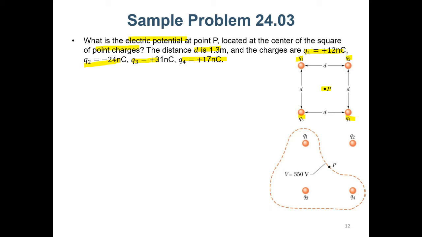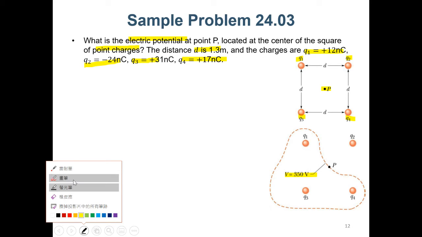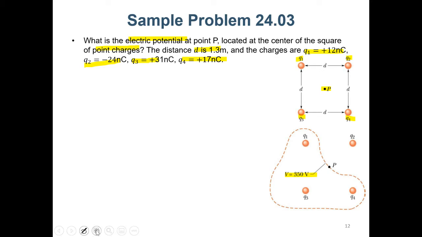So you can already see the answer is 350 volts. But actually, we need to write out the steps. In the quiz, you are suggested to write more steps, because if you make a mistake at the end, I can give you some points in between. If you just write out a wrong answer, then you definitely cannot get many points.